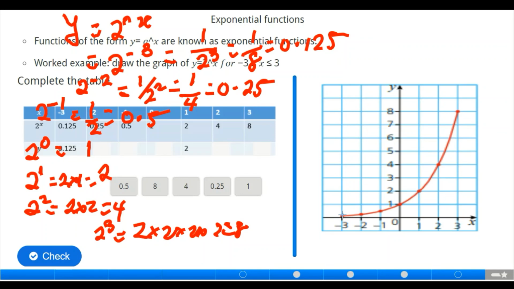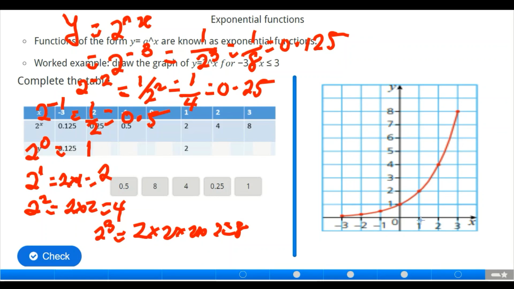So now for this type of graph, when x is minus 3, y is what? Y is 0.125. So we have 0.125 here. Now when x is minus 2, y is what? 0.25. So we have it here. When x is minus 1, what is y? Y is 0.5. So we have it here. Now when x is 0, y is what? Y is 1. And that we have here on this graph.